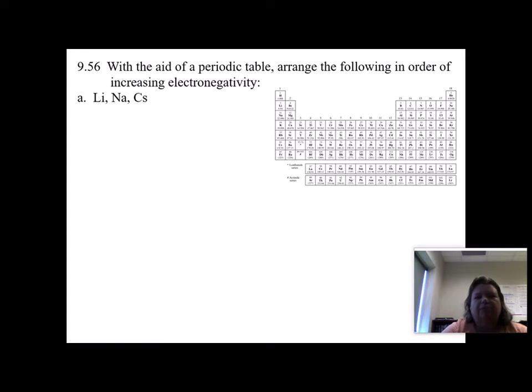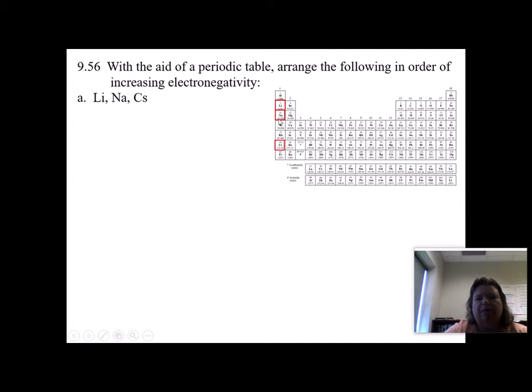So, with the aid of the periodic table, arrange the following in order of increasing electronegativity. So this is 56 in the textbook. Lithium, sodium, and cesium. So what I have done is I have highlighted those in red. Okay, so you can see that they're all in one column on the periodic table here.